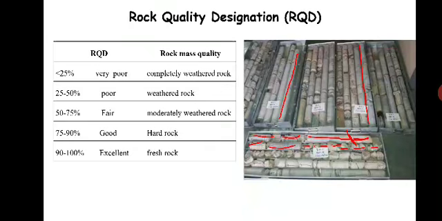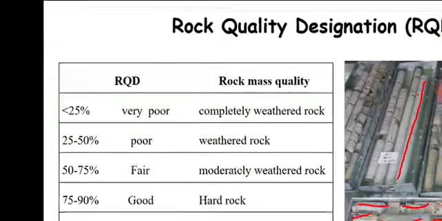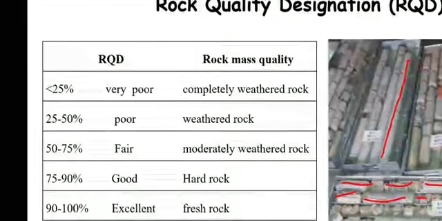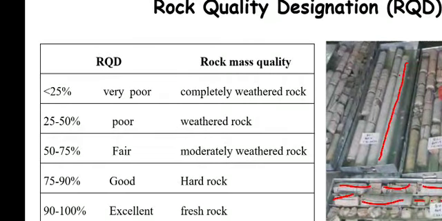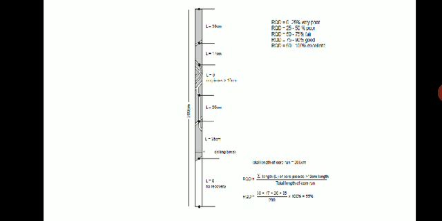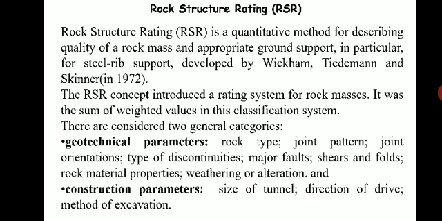If the value is 55%, so it is between 50 to 75. So what will be the interpretation? The RQD is fair and it is moderately weathered rock. So this is how the RQD is determined. Okay. Then there is one more concept, that is rock structure rating, that is RSR.